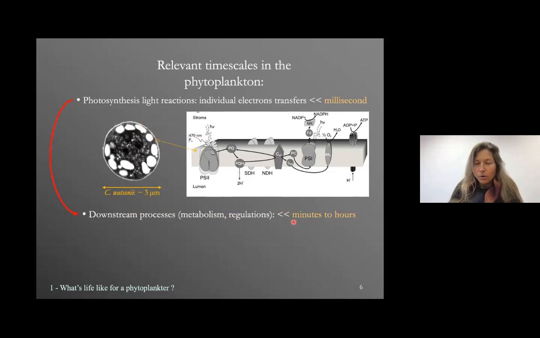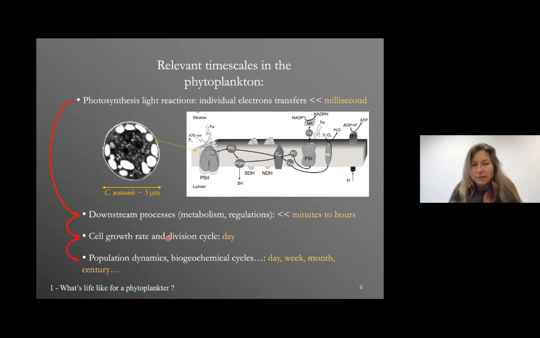Then all those metabolic processes will lead to what we can express as the overall growth rate, and we'll observe whether there are divisions or not. So the division cycle is observed at the time scale of the day. And then on longer time scales, those cumulated growth processes at the daily scale will lead to population dynamics at even longer time scales, so weeks, months, even centuries.